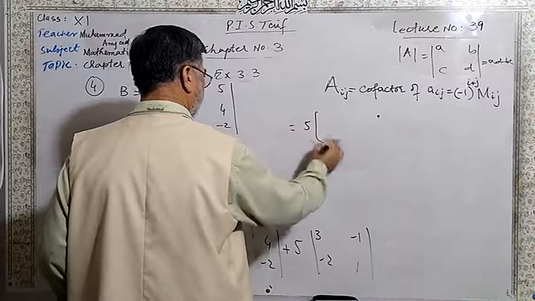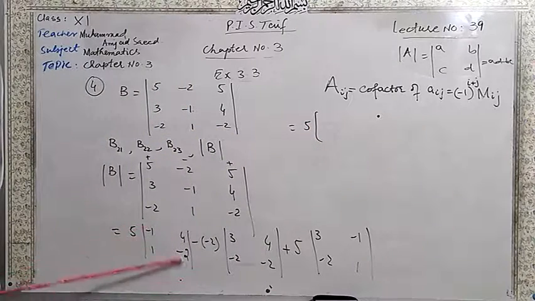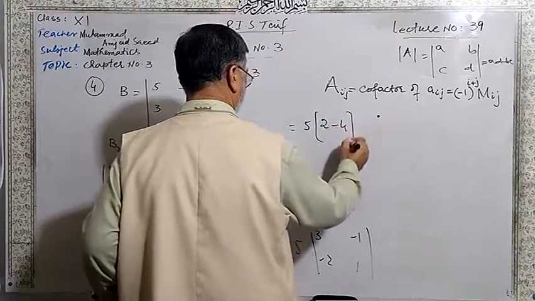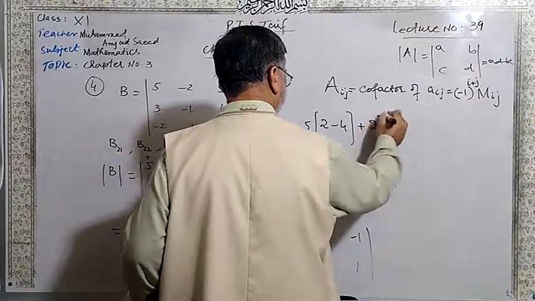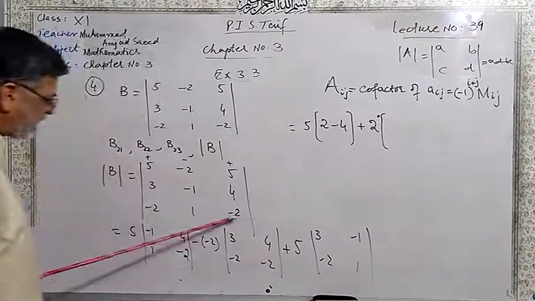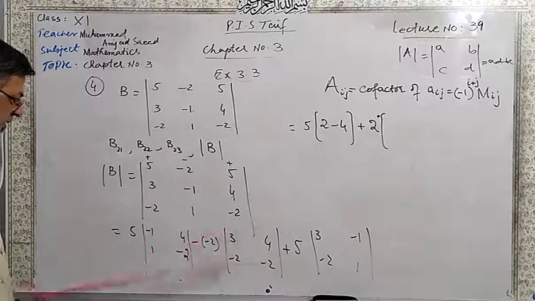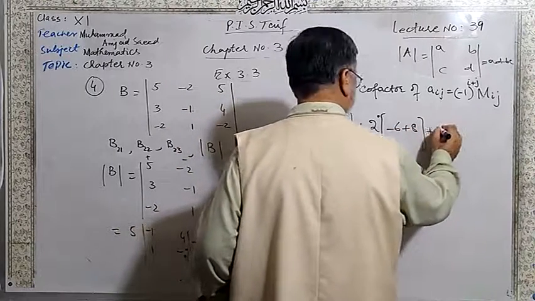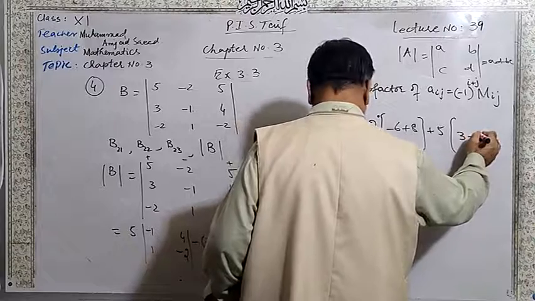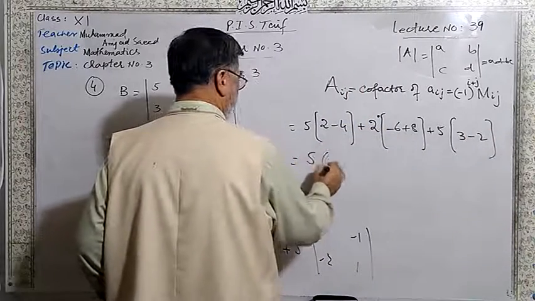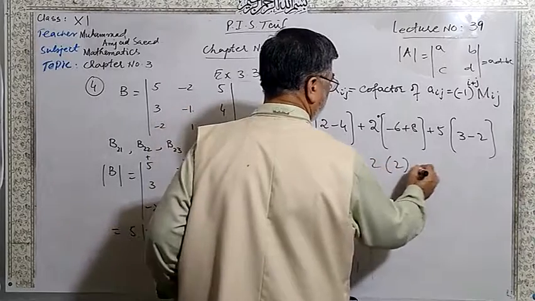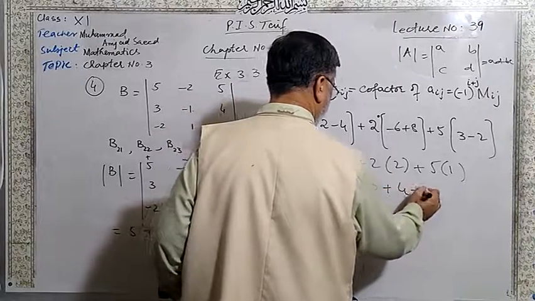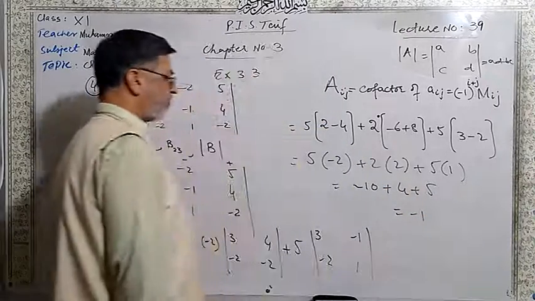Here we have AD minus BC, 2 minus 4, plus 2, AD minus BC, minus 6 and minus plus, minus 6 plus 8, plus 5 into AD minus BC, 5 into minus 2, 2 into 2 plus 5 into 1, minus 10 plus 4 plus 5, that will be minus 1.